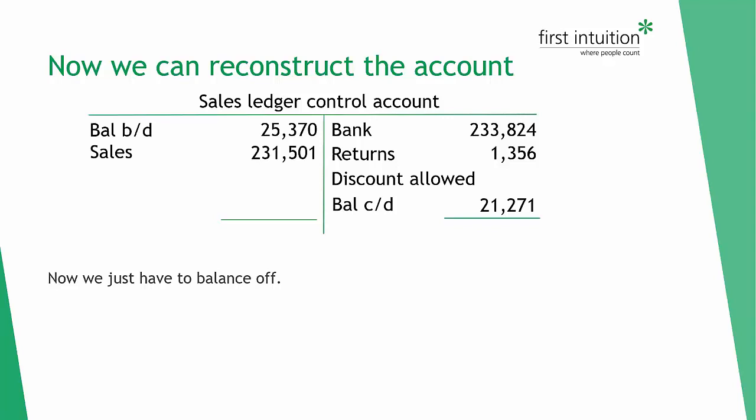Two lines in. At a glance, logic suggests that the debit side is going to be the greater, isn't it? Otherwise, the gap would be in the wrong place. Let's add up the debits.